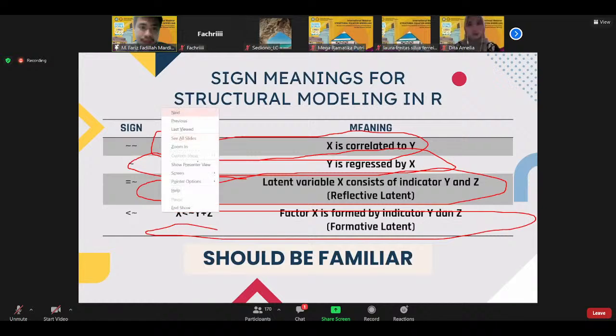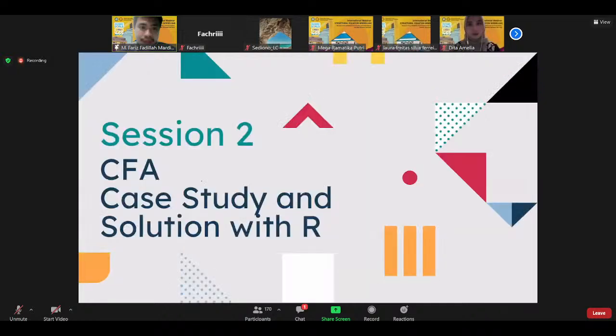Okay, this is session 2 about confirmatory factor analysis. I have one case study and I will simulate it with R. Okay, the example is: according to the Ministry of Health in Indonesia, a person is said to have COVID-19 when that person has symptoms of fever, cough, runny nose, fatigue, diarrhea, rash, and a path diagram or framework. Okay, this is the framework or path diagram.